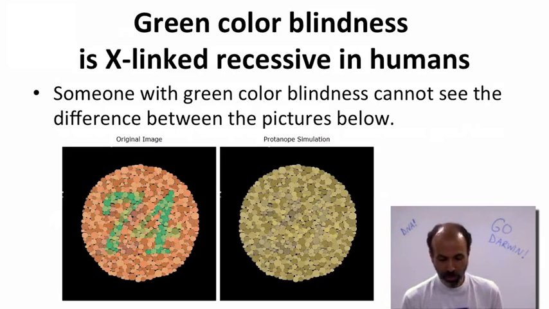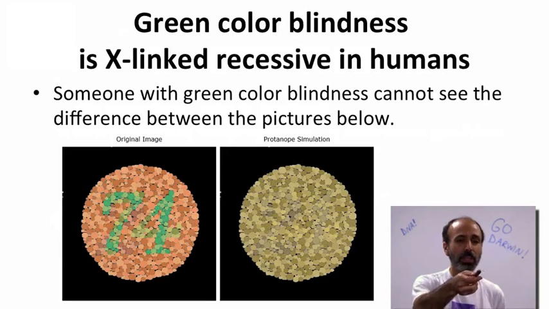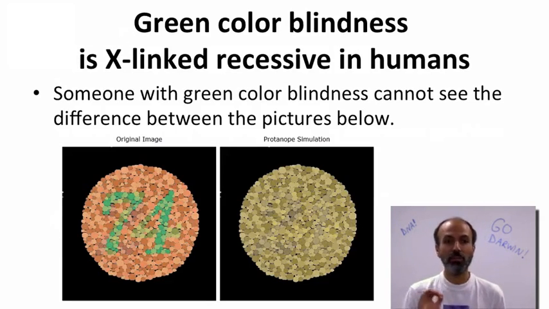This picture on the screen depicts what somebody with green colorblindness may actually see when you're looking at the picture. So in the picture on the left, it has the number 74 very clearly visible. In the picture on the right, if you're green colorblind, you actually won't see the 74. In fact, you may see a different number in there.